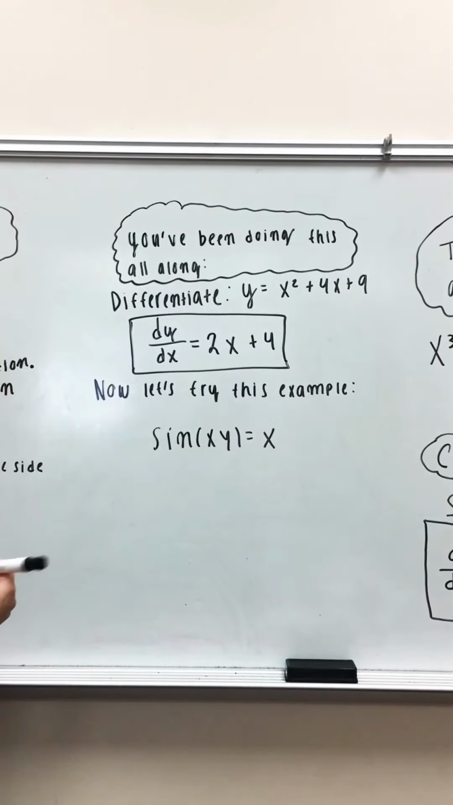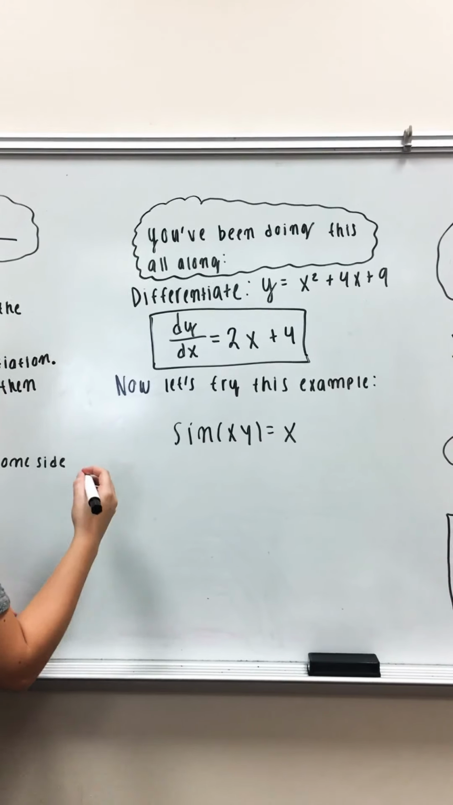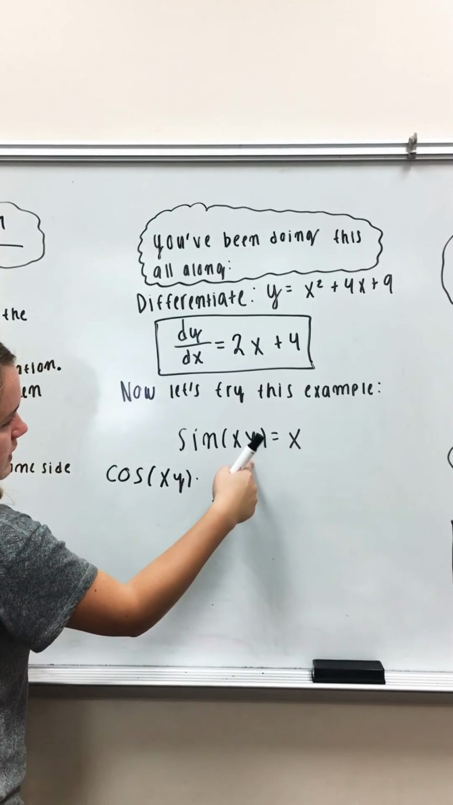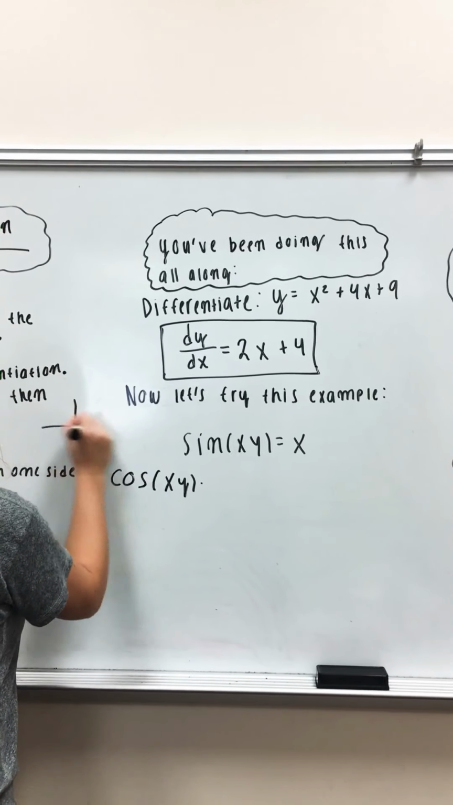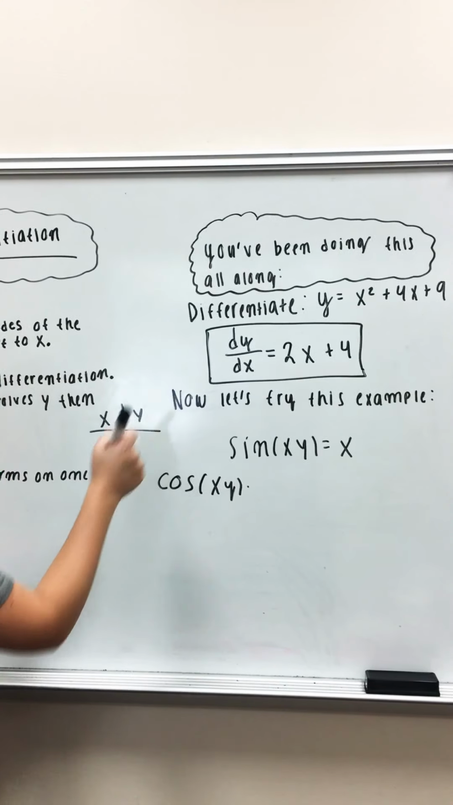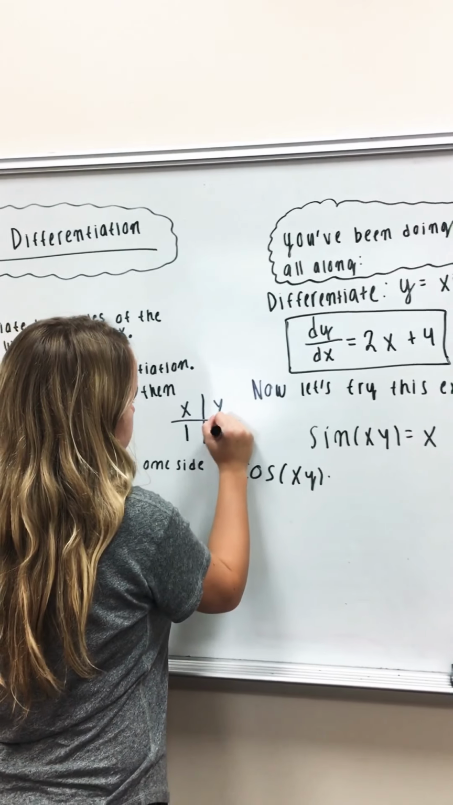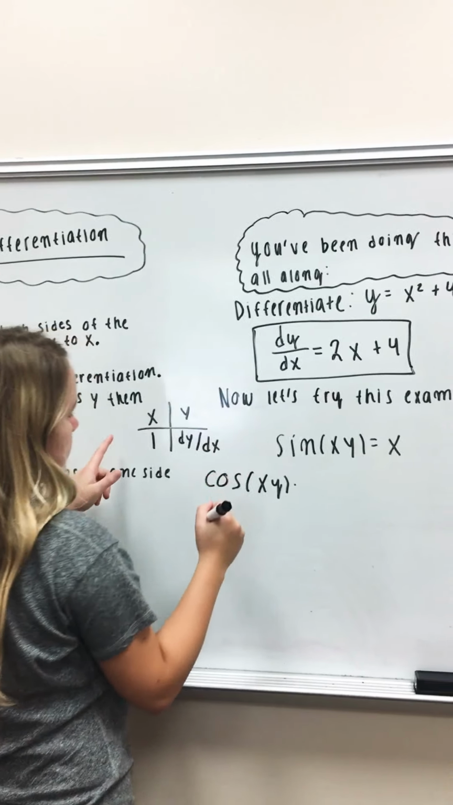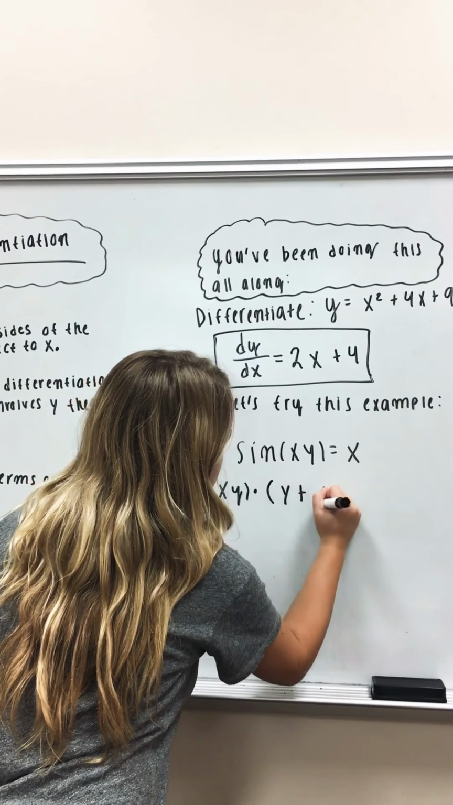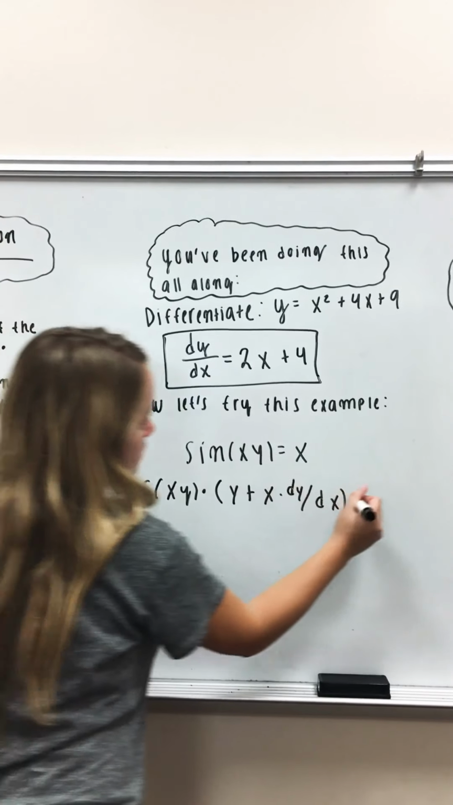And so the first step says to differentiate both sides of the equation. And this is going to be a chain rule with a product rule. So you're going to have cosine of xy, times the derivative of the inside, which you'll have to use product rule. So you have x and y. You differentiate x, which is 1. Y, you differentiate, since it contains a y, it's going to include dy over dx. And so the derivative of your argument is going to be y plus x times dy over dx. And then your derivative of x is going to be 1.